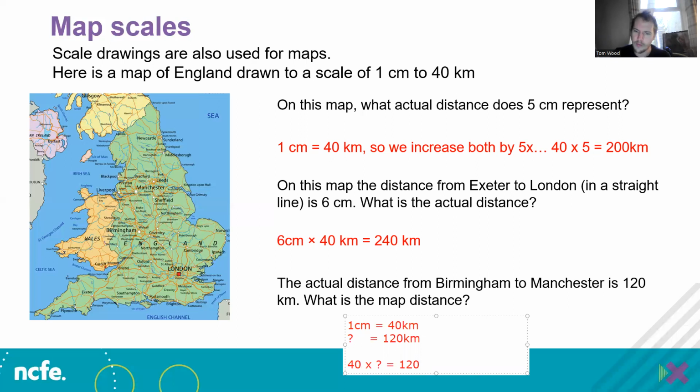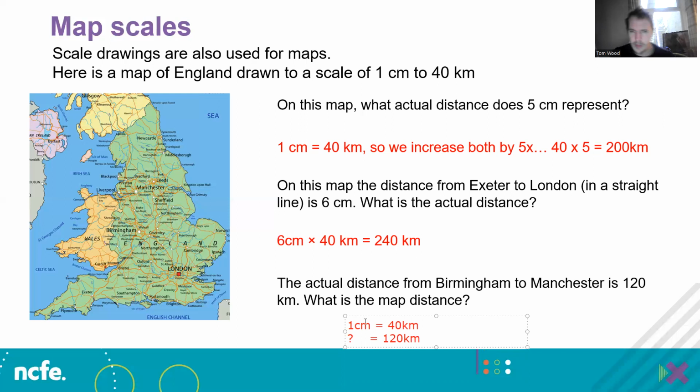Therefore, 120, if we remember our backwards calculations, 120 divided by 40 will tell me what that something is. So this is the method that I'd say to start using. In this case, it's very nice and straightforward, and we can immediately see what the answer is going to be.